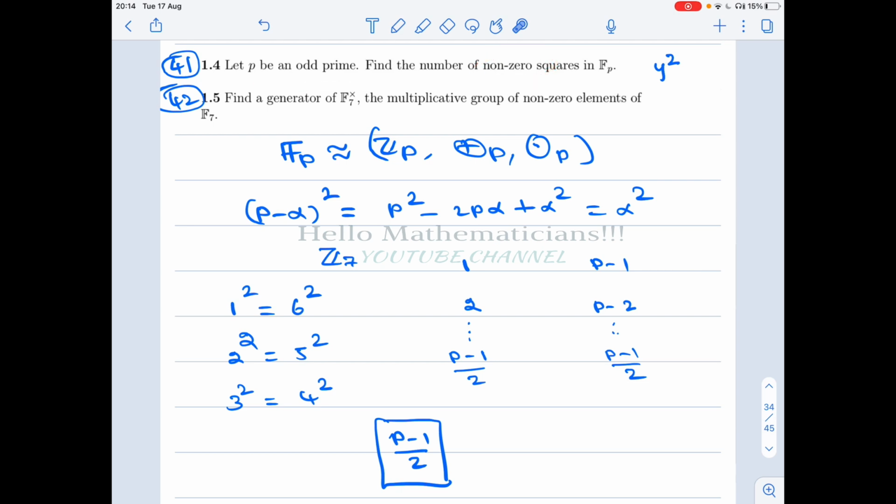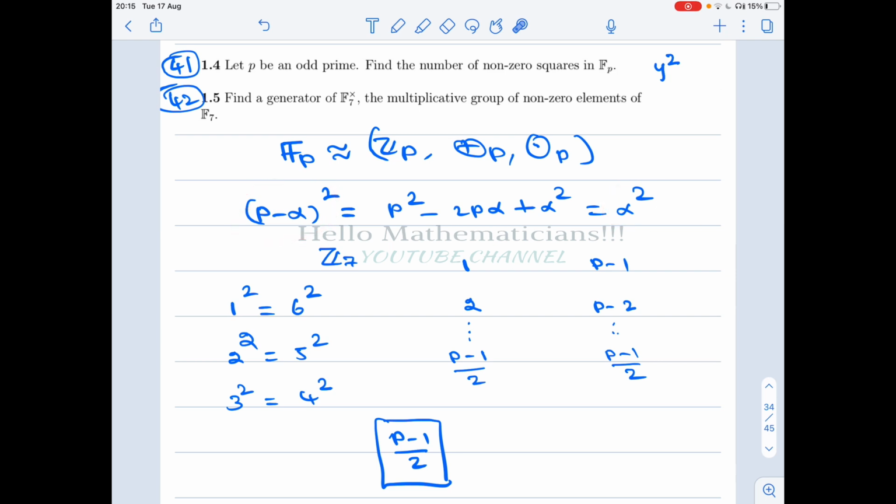If it is a field of order P, a prime number, then it is isomorphic to ZP. I mean, we can take the elements of FP to be 0, 1, 2 up to P minus 1. Now, here we make an important observation. Consider P minus alpha whole square, where alpha is an element of ZP. Then P minus alpha the whole square equals P square minus 2P alpha plus alpha square. Now the first two terms are multiples of P, therefore they are 0. So we get P minus alpha the whole square equal to alpha square.